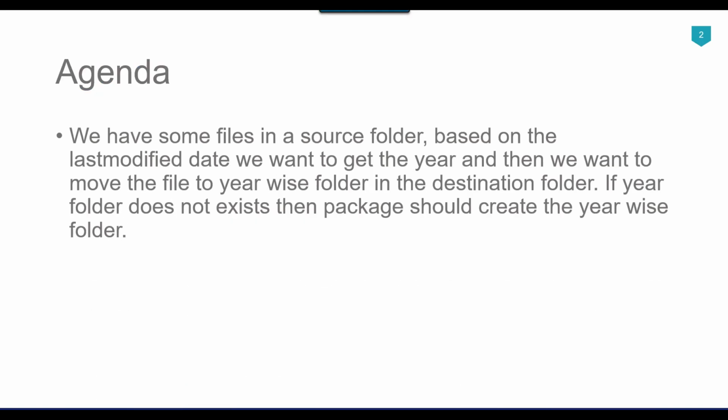So the agenda of today's video tutorial is that suppose we have some files in a folder, then based on the last modified date of the file we will get the year from it, and then we want to move the file to the year-wise folder in the destination folder. So suppose if we have a file and the last modified year of the file is 2024, then the file should be moved to the 2024 folder in the destination.